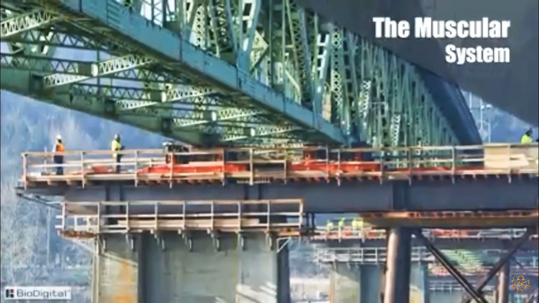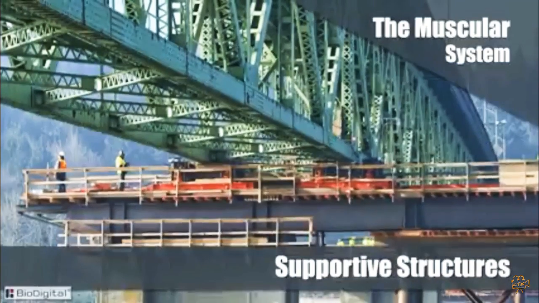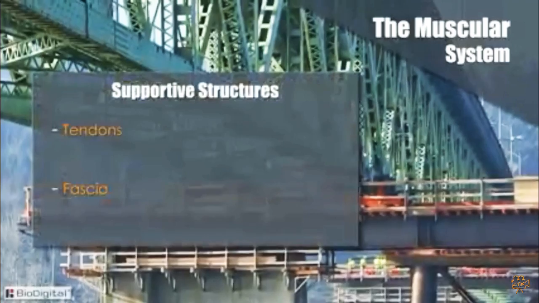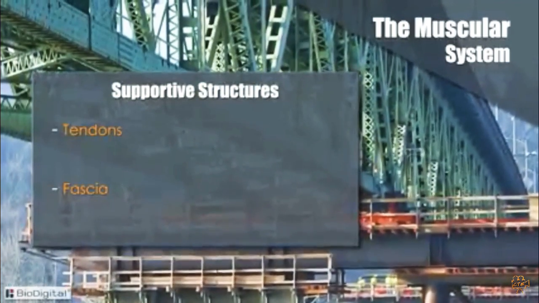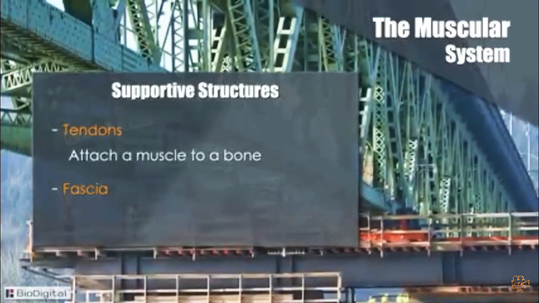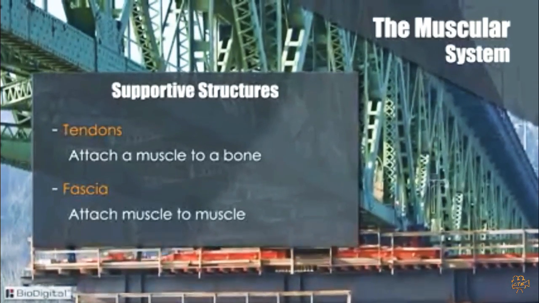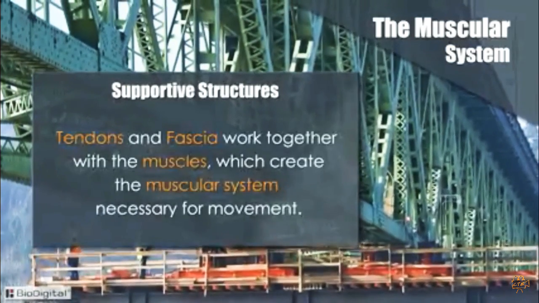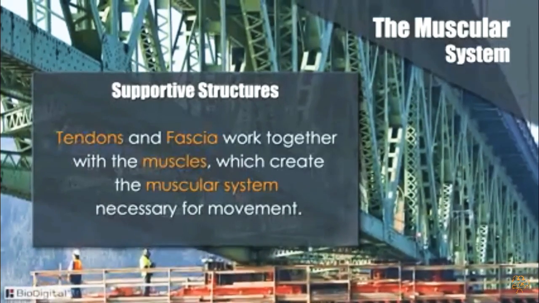Although muscles obviously make up the muscular system, there are still some supportive structures that we need to look at that are also a necessary part of the system. Tendons and fascia are important supportive structures for the skeletal muscles. Simply put, tendons are what attach a muscle to a bone, and fascia connects muscles to other muscles. Tendons and fascia work together with muscles, which create the muscular system necessary for movement.